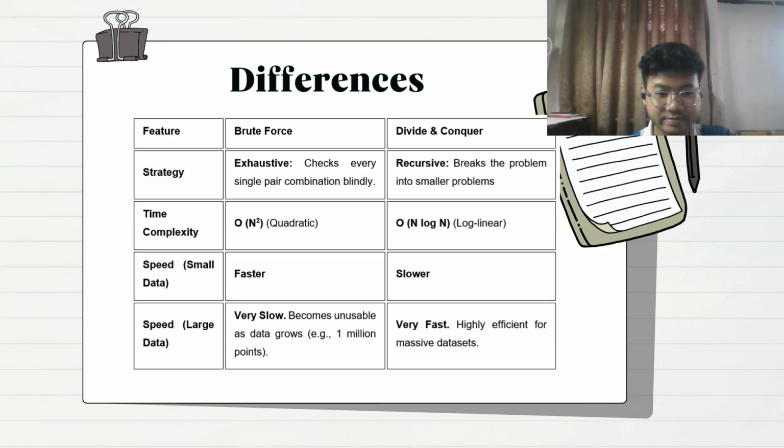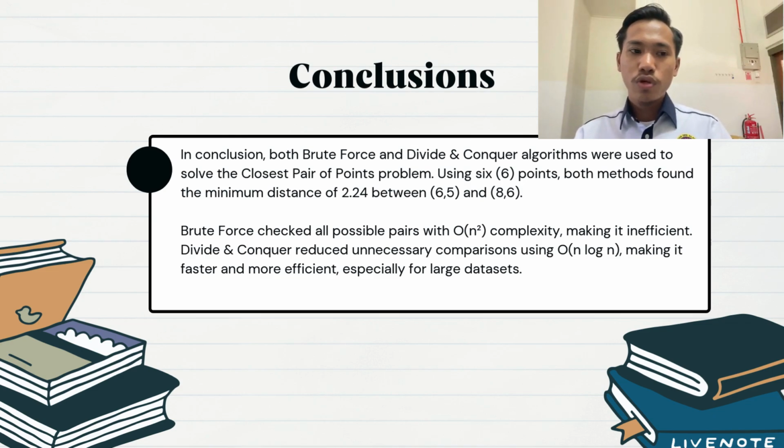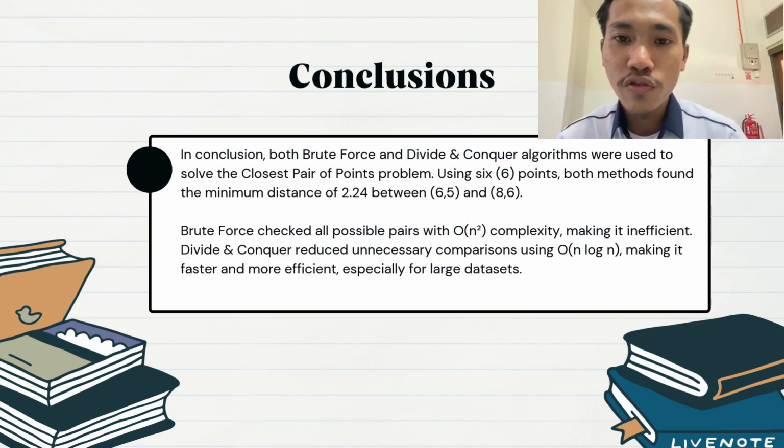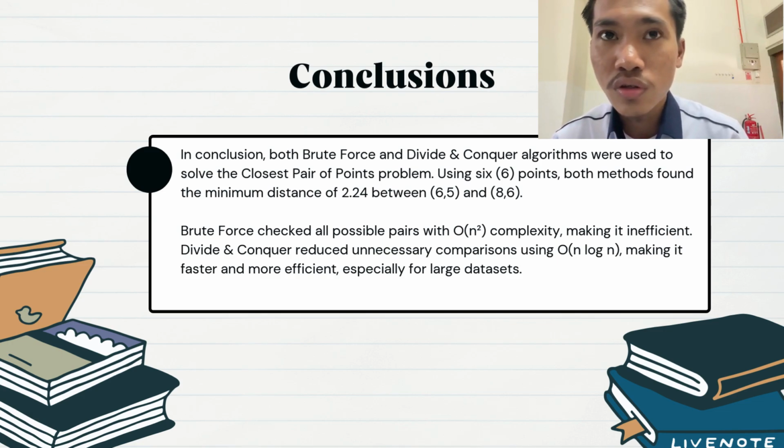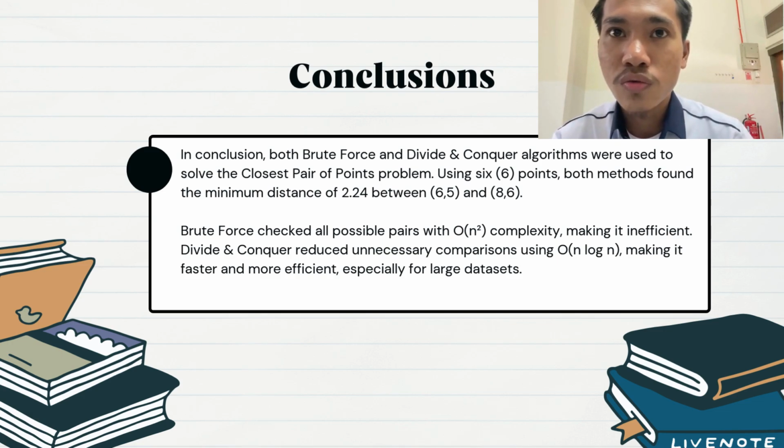That's all from me. As a conclusion, we can conclude that both techniques, brute force and divide and conquer, have their own solving methods for the closest pair of points. We provided 6 points to do the comparison, and both methods get the same answer, which is 2.24, and the pair C and D, which is 6,5 and also 8,6.